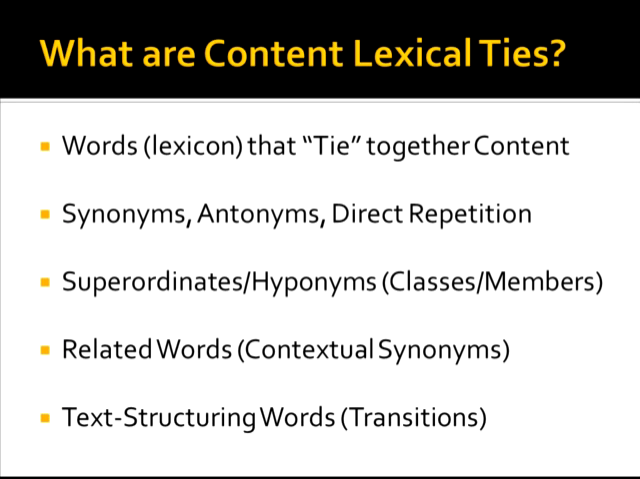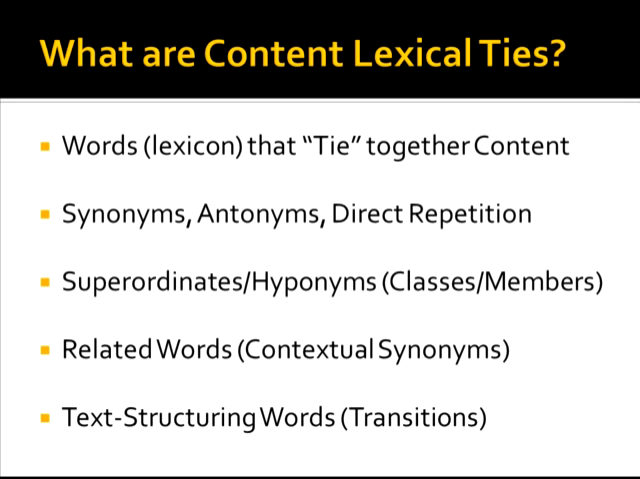So let's get started. The word lexical simply means having to do with words. So content lexical ties are words that tie together different pieces of content into a cohesive, smooth-flowing whole. The writing flows smoothly from one idea to the next because of the words that tie those ideas together. According to Liu, there are 4 types of content lexical ties as listed on this slide.